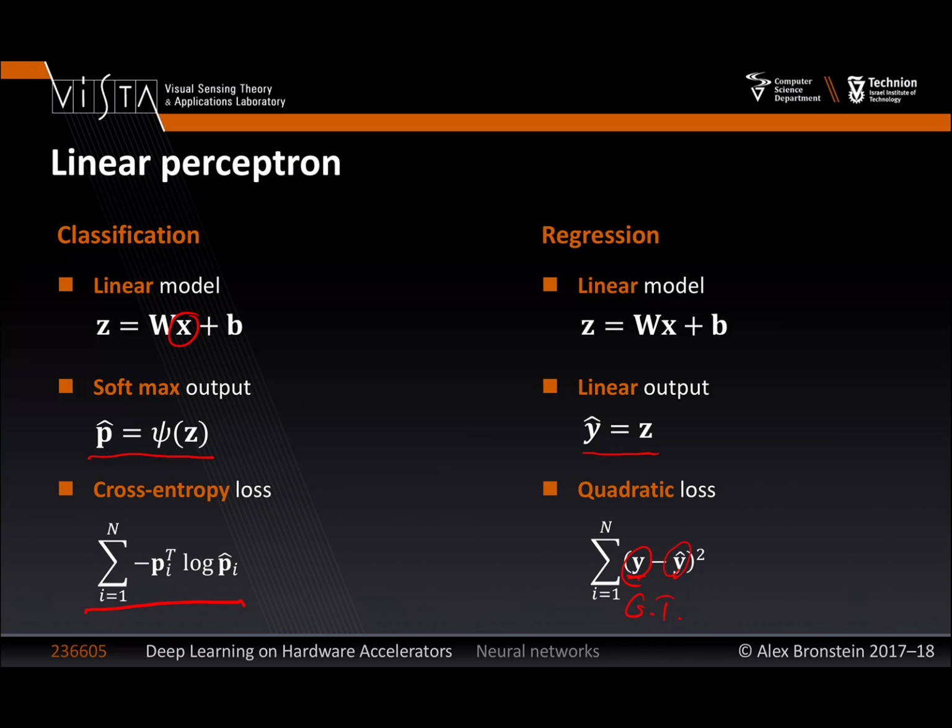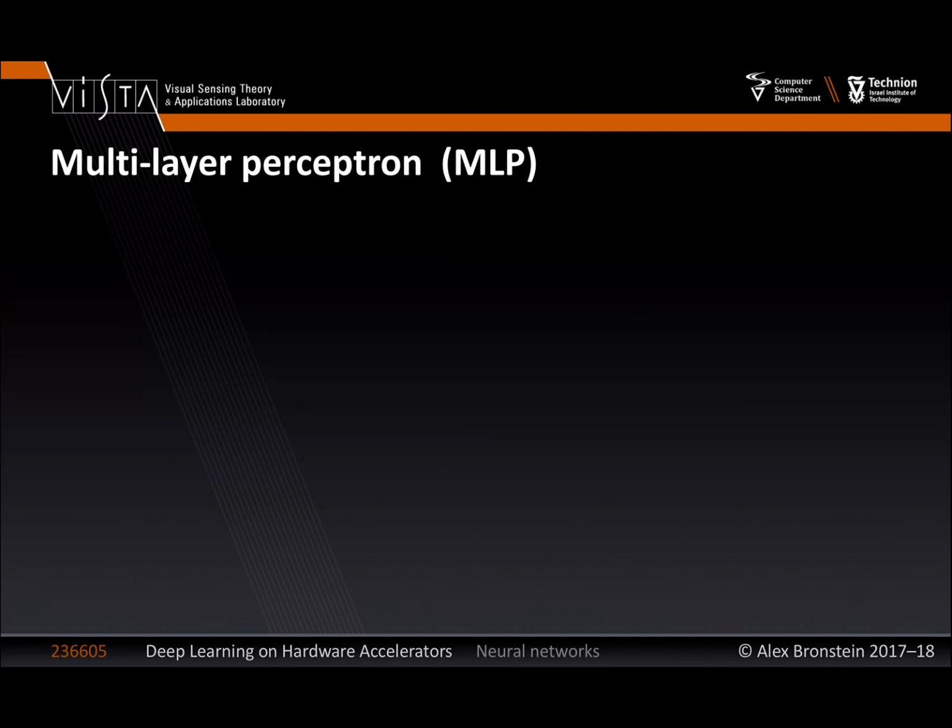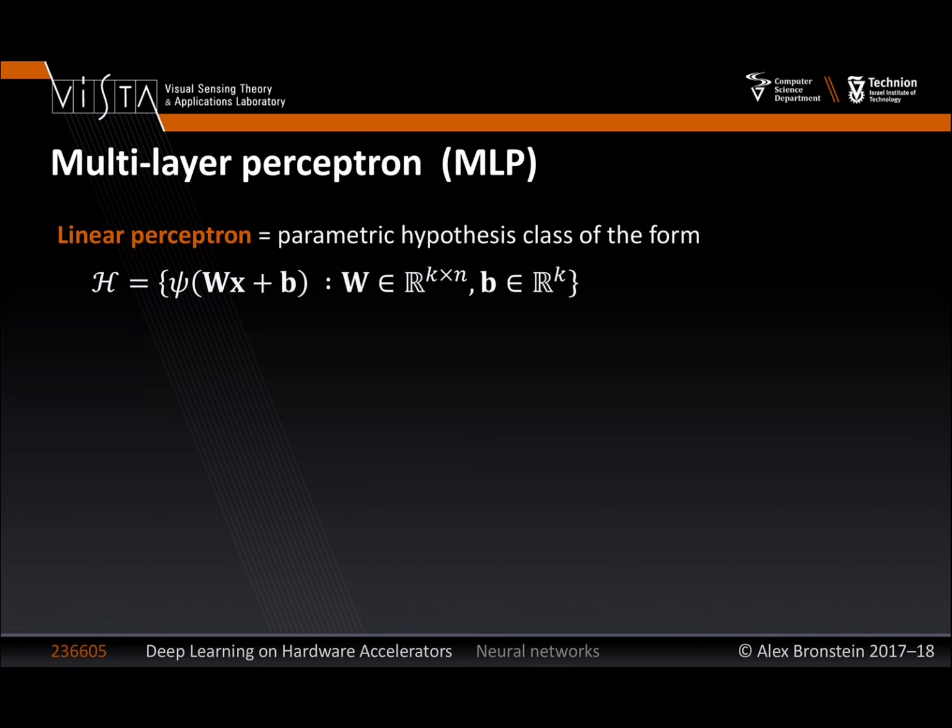Okay, so I'm still calling this a label space, but it is typically continuous. Okay, so this is the linear perceptron, and the problem with the linear perceptron is that it is very weak. It is very poor as a family of functions. So you can think of the linear perceptron as this parametric family of functions with parameters being w and b.